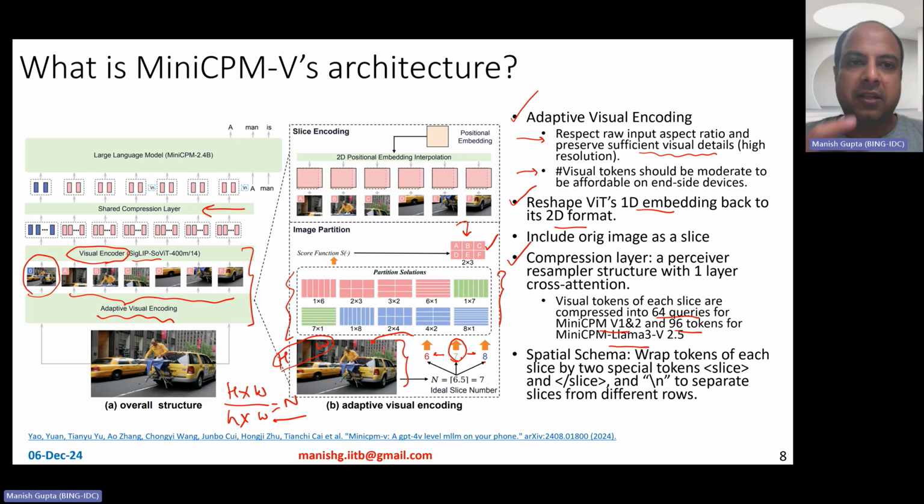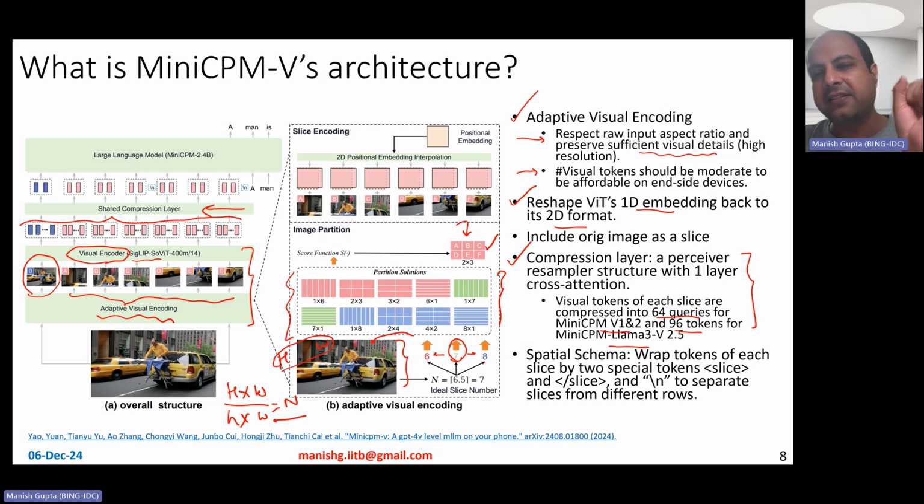Of course, there are three variants of MiniCPM in the series: V1, V2, and V2.5. So what they do is take the overall input coming from this VIT visual encoder and compress it down to 64 queries or 96 queries. The way this is done is using the perceiver IO kind of resampler. And again, that's out of scope for this particular video. I've covered that earlier in another video, so you can look at that video. It uses one layer of cross attention.